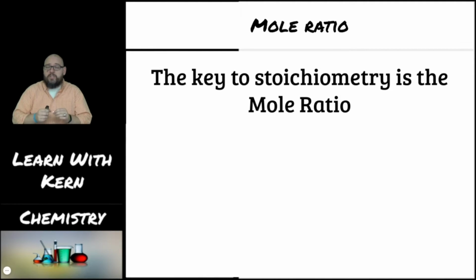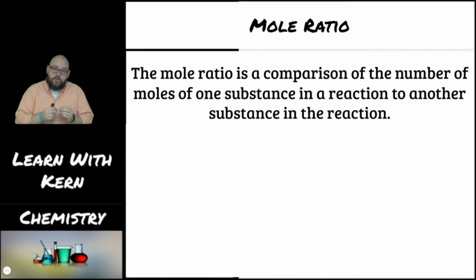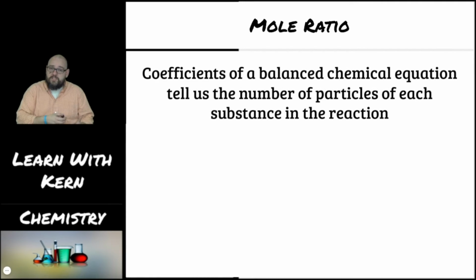And the key to stoichiometry is something called the mole ratio. And oftentimes you'll actually hear it referred to as the stoichiometric ratio. And I will actually refer to it as a stoichiometric ratio from time to time. But your mole ratio, it's a ratio of moles. So how does that work? The ratio of moles, the mole ratio, is a comparison of the number of moles of one substance with another substance in the reaction. So, the coefficients of our balanced chemical equation are what tell us how much of each thing we have.